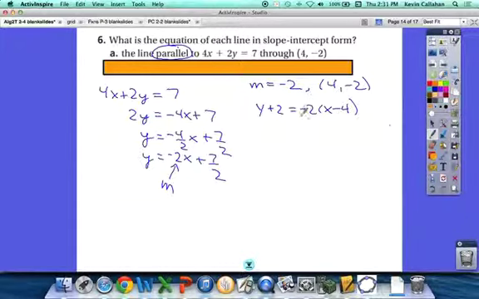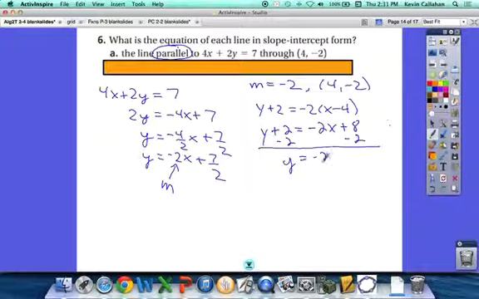Okay, how am I going to simplify the right? Properties, right? Distributive. Everybody knows distributive. You can't remember commutative or inverse or identity or any of that, but you can remember distributive. So distribute, make sure you switch the sign. Negative 2 times negative 4 is positive 8. Okay, one last step. Minus 2. So y equals negative 2x plus 6.